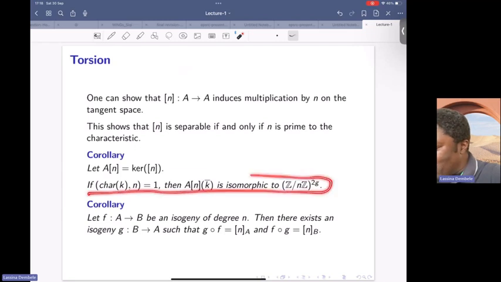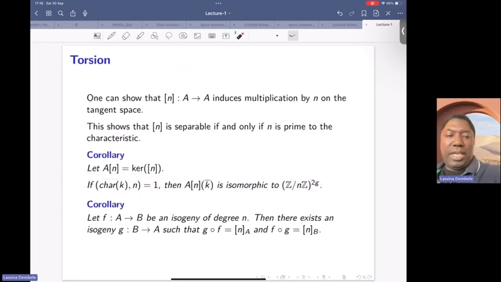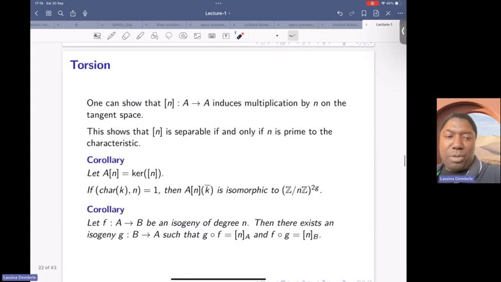So this corollary tells us what the kernel of the multiplication by n map would look like as an abstract group. And again, this would be useful to us a bit later on when we start talking about Tate modules and its properties. Okay, so as a corollary of what we just described, we are now going to discuss the following important corollary, which says the following.